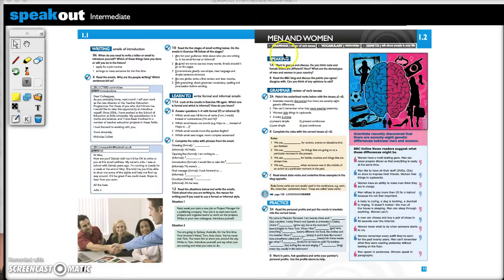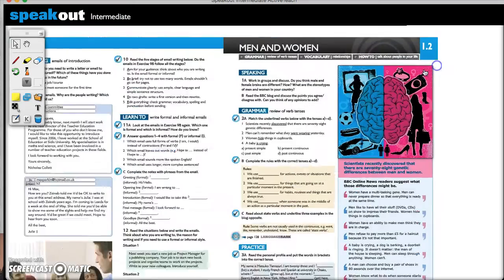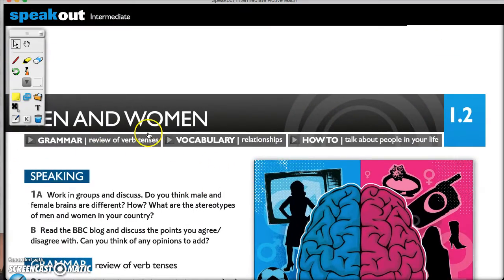Lesson 1.2. In this lesson, we are going to look at a review of the grammar for the typical verb tenses. In this case, we're looking at the present simple and continuous, past simple and continuous. And then we'll look at some vocabulary related to personal relationships, and the type of functions of language we are going to deal with are talking about people in your life, for which we will need this vocabulary.